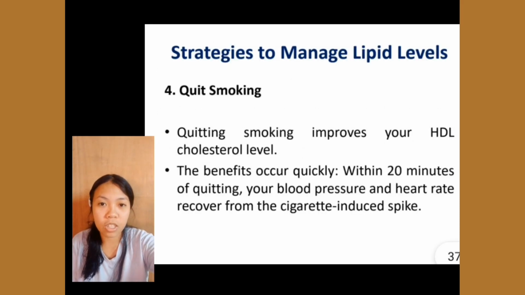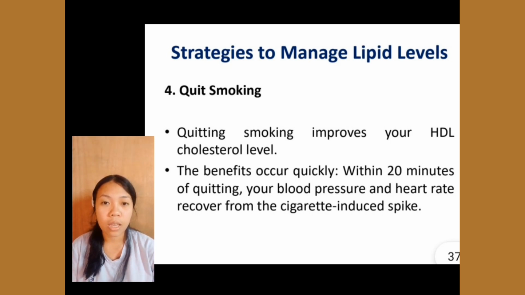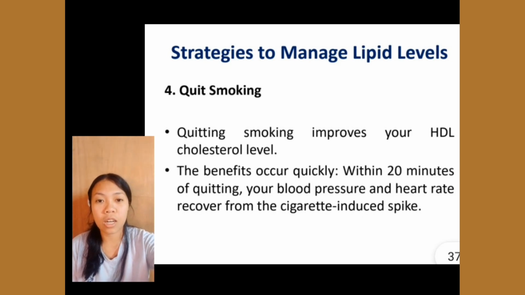Then, fourth strategy is to quit smoking. Quitting smoking improves our HDL cholesterol level. So, the benefits occur quickly within 20 minutes of quitting. Your blood pressure and heart rate recover from the cigarette-induced spike. So, dapat if cigarette smoker ka, dapat imo na siyang i-stop.